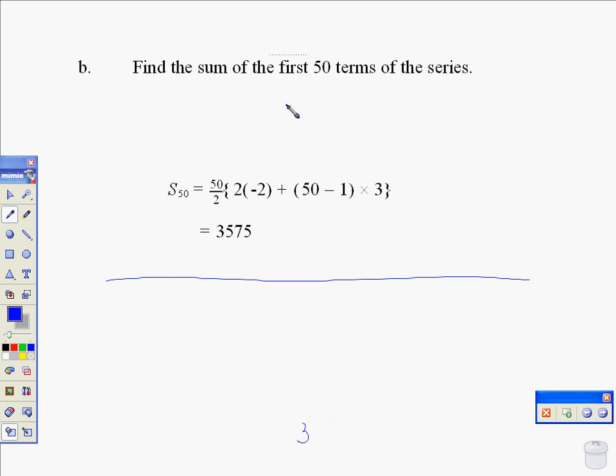That allows us to go and do the second part of the question, which is to find the sum of the first 50 terms of the series, because we know A is minus 2, D is 3, and N is 50. So we're able to substitute into that equation and then do the calculation to give us that answer.